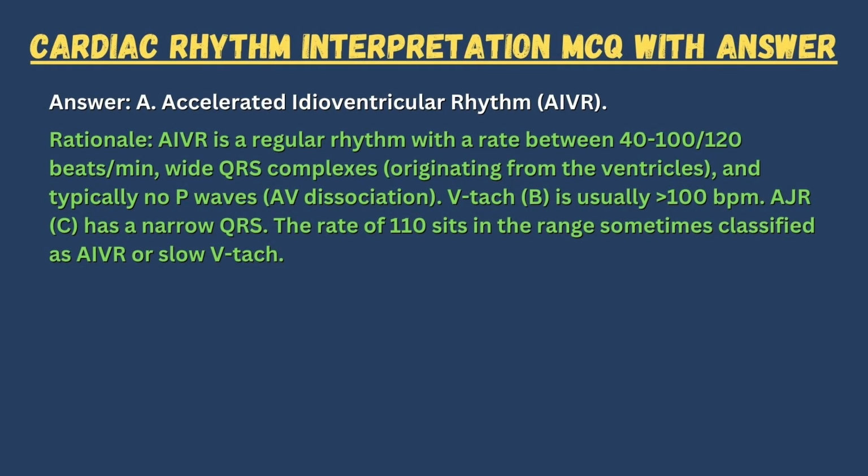Accelerated idioventricular rhythm, AIVR. Rationale: AIVR is a regular rhythm with a rate between 40 to 100, or over 120, beats per minute, wide QRS complexes originating from the ventricles, and typically no P waves, AV dissociation. V-Tach, B, is usually greater than 100 beats per minute. AJR, C, has a narrow QRS. The rate of 110 sits in the range, sometimes classified as AIVR or slow V-Tach.